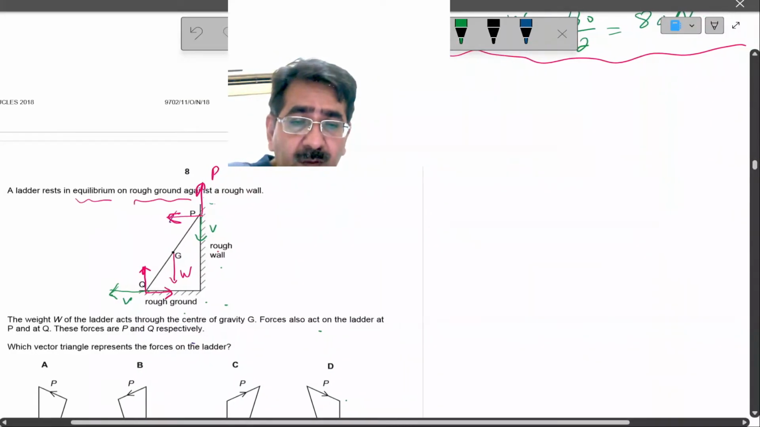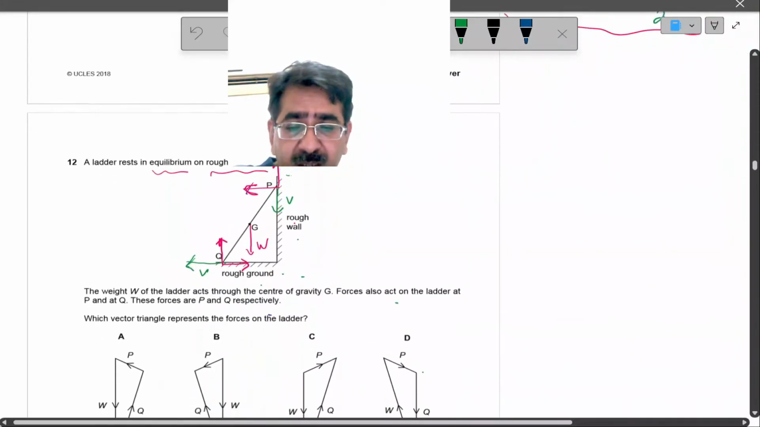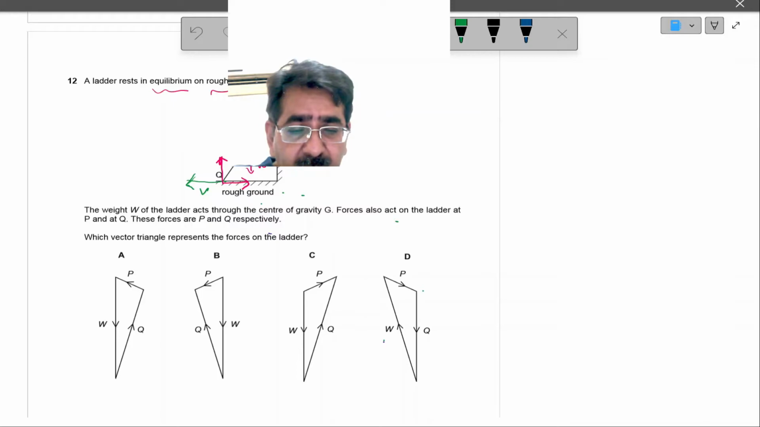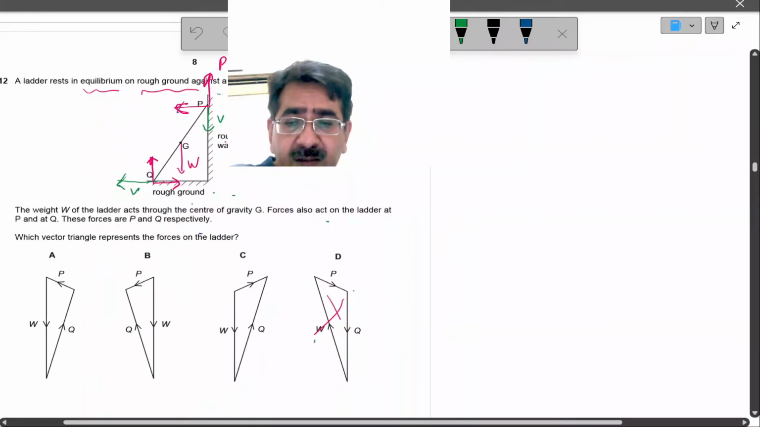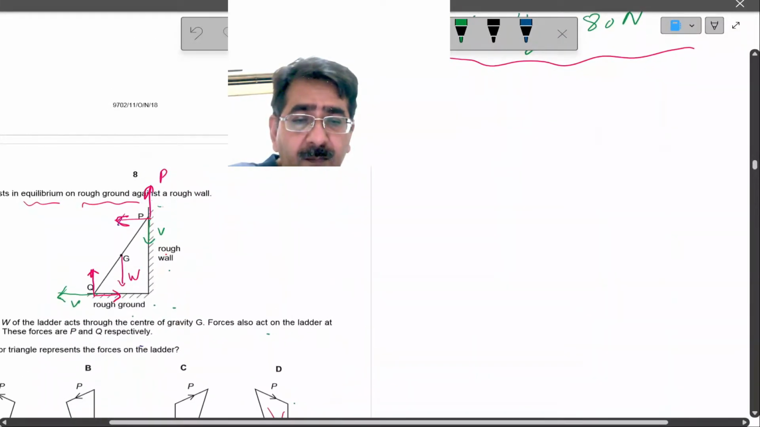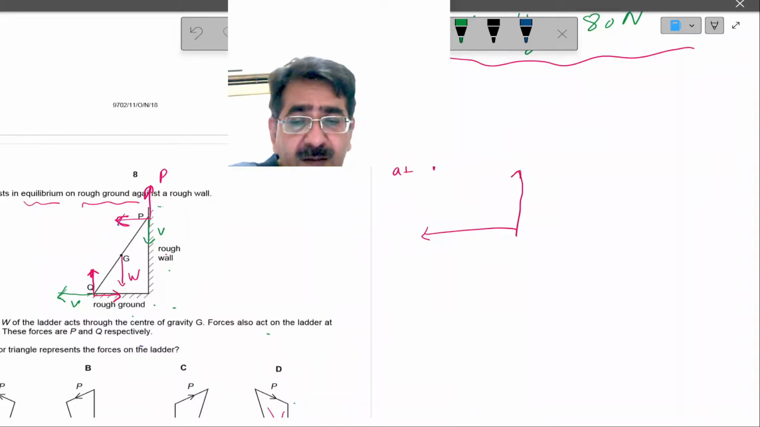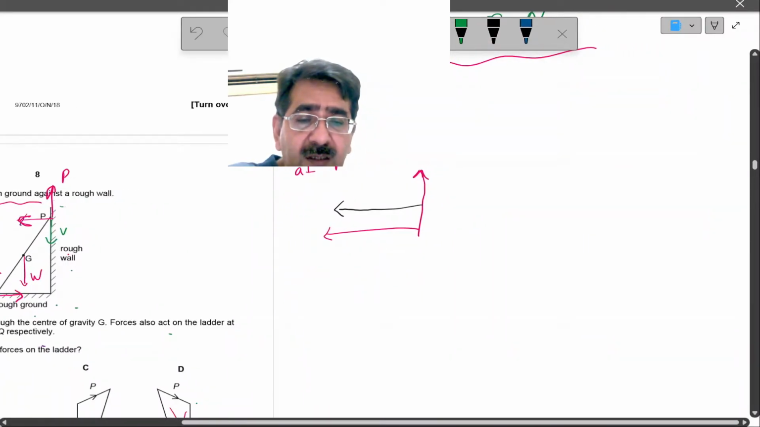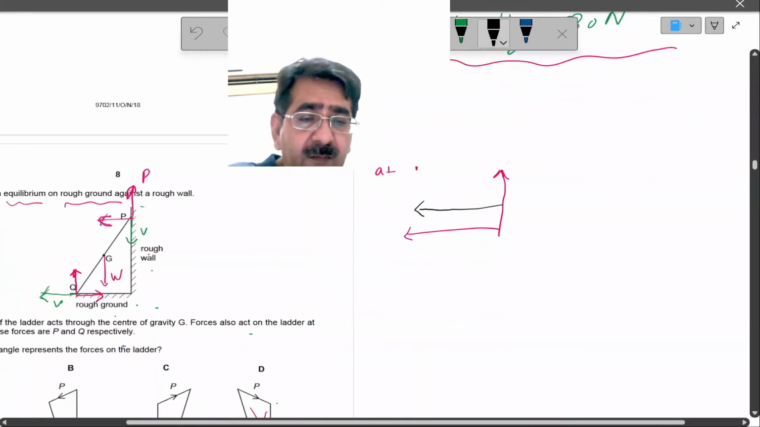So now we try to understand: W will be vertically downward. Because in D the W is not downward, that will be wrong. Now we have choices A, B, C. Now let's examine the force at P. At P we have this and this. For the resultant, according to the head and tail rule, the tail of one vector should be joined with the head of the second vector.